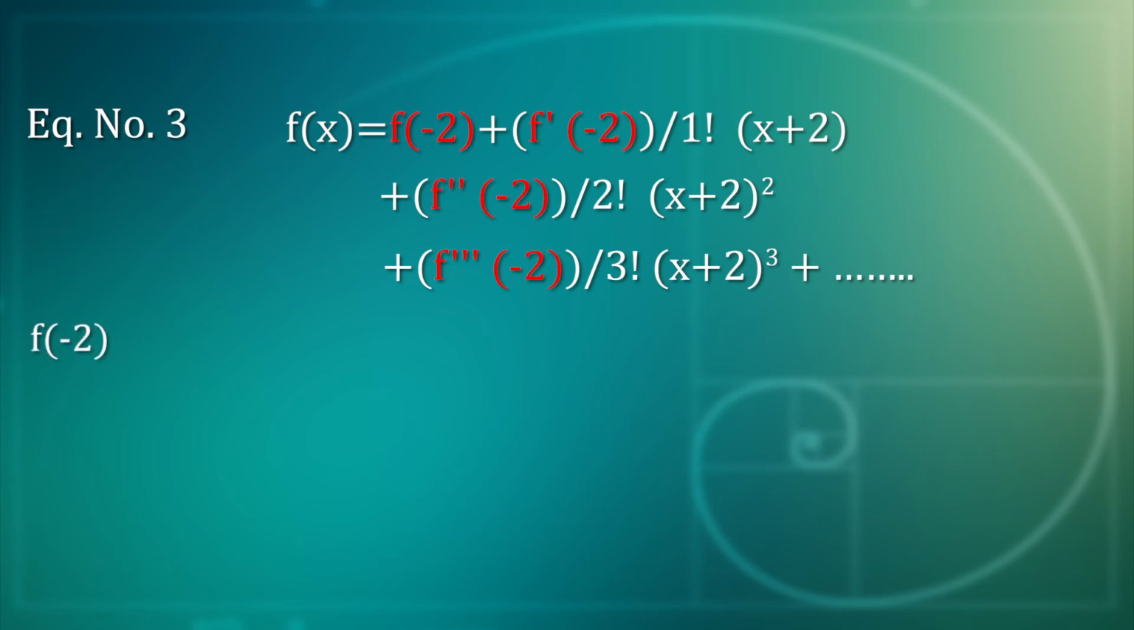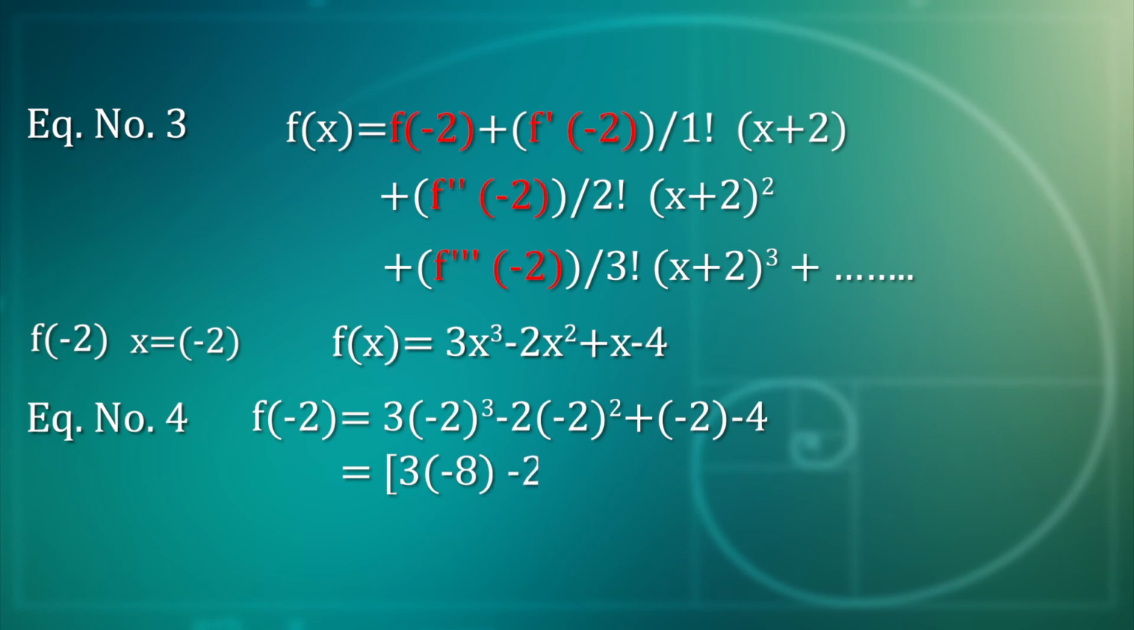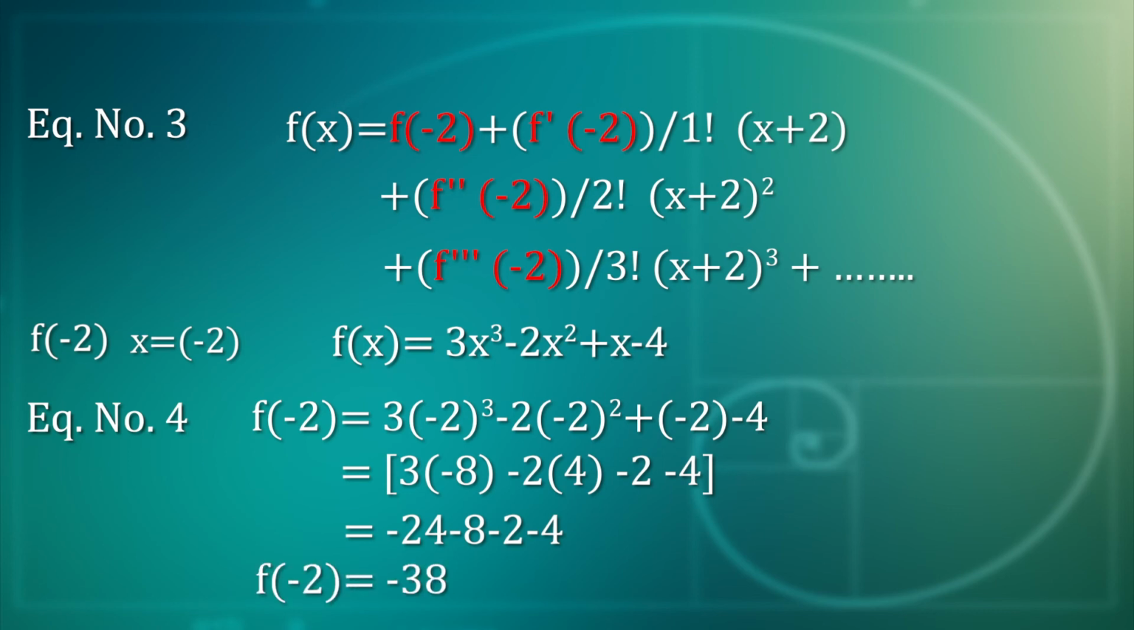First, we will start with f of minus 2, that is nothing but using x equal to minus 2 in this equation 2. f of minus 2 is equal to 3 into cube of minus 2 minus 2 into square of minus 2 plus minus 2 minus 4, which is equal to 3 into minus 8 minus 2 into 4 minus 2 minus 4, which is minus 24 minus 8 minus 2 minus 4, equal to minus 38. This is the value of f of minus 2.